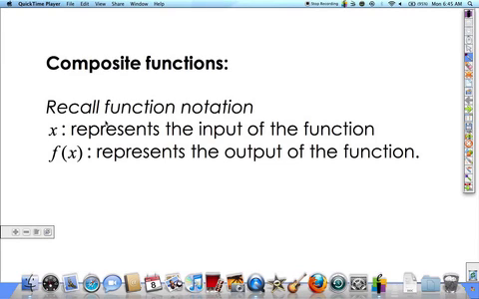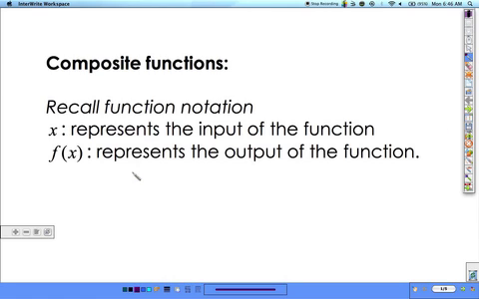Okay, so today we're talking about composite functions. A composite function is a function where, well, before we even talk about what composite functions are, let's recall the following, because this is incredibly important. For function notation, x is always the input, and f of x represents the output of the function. Right, or g of x or h of x, whatever letter we use to denote the function of x.